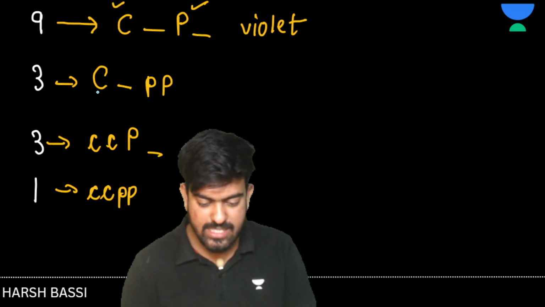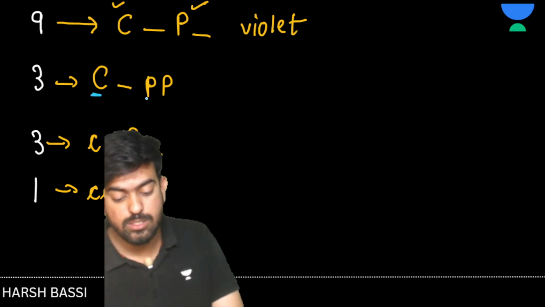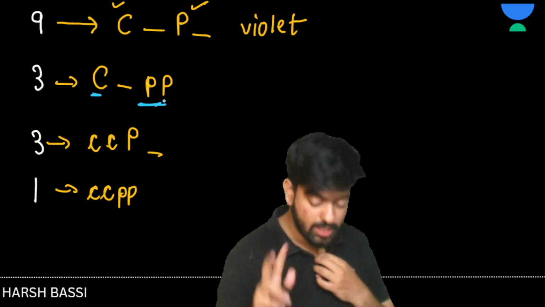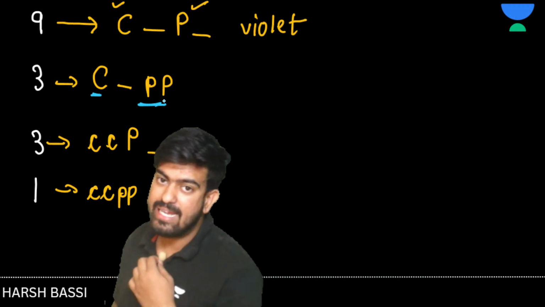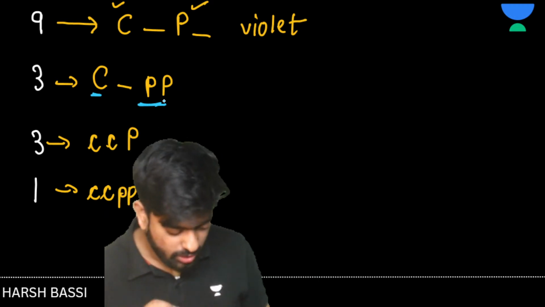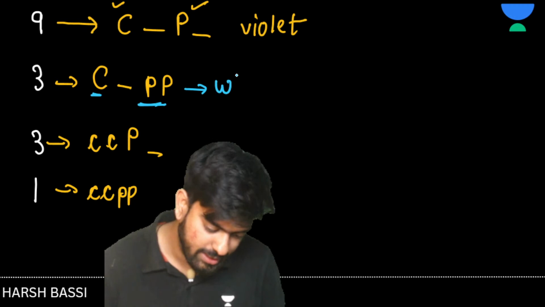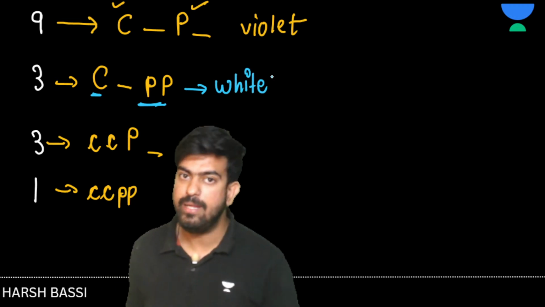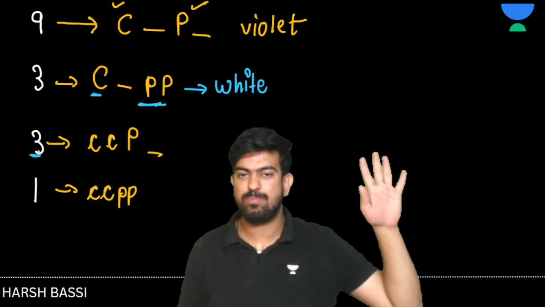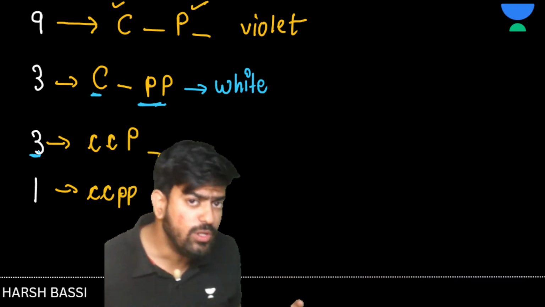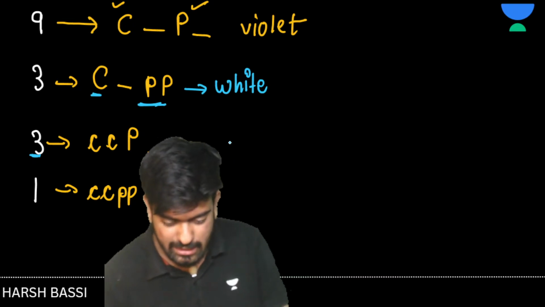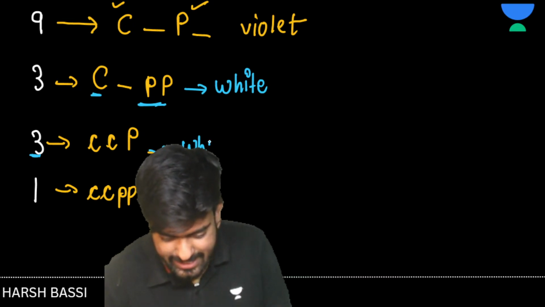Great. Now here what's happening? This is capital C and this is small p and small p. So what we discussed is that to make a violet color, both the alleles should be dominant. Here one allele is dominant, so it will not make a violet color. The color will be white. Now we have this other 3 also. Here also small c is present, but capital P is present, but it's of no use. To make a violet color, we need both the dominant alleles. So here also the color we are getting is white.